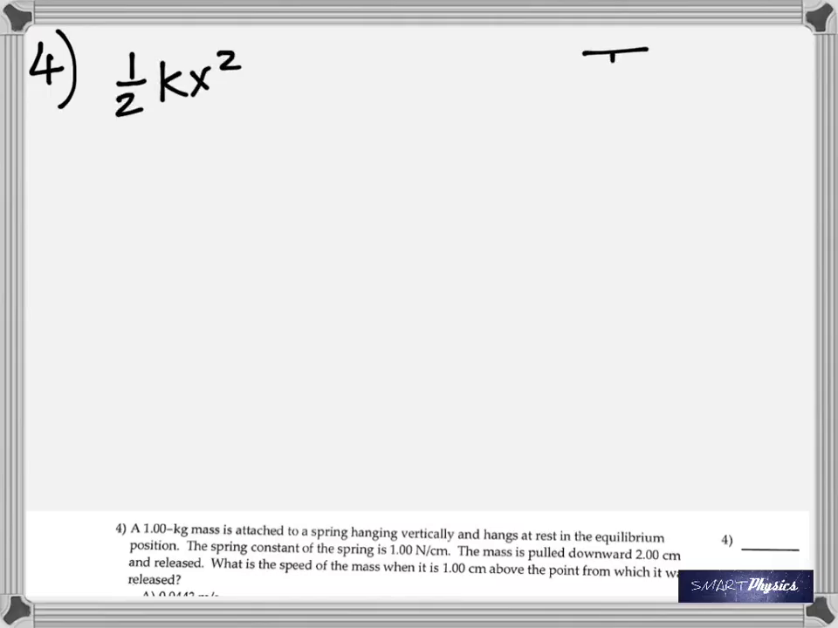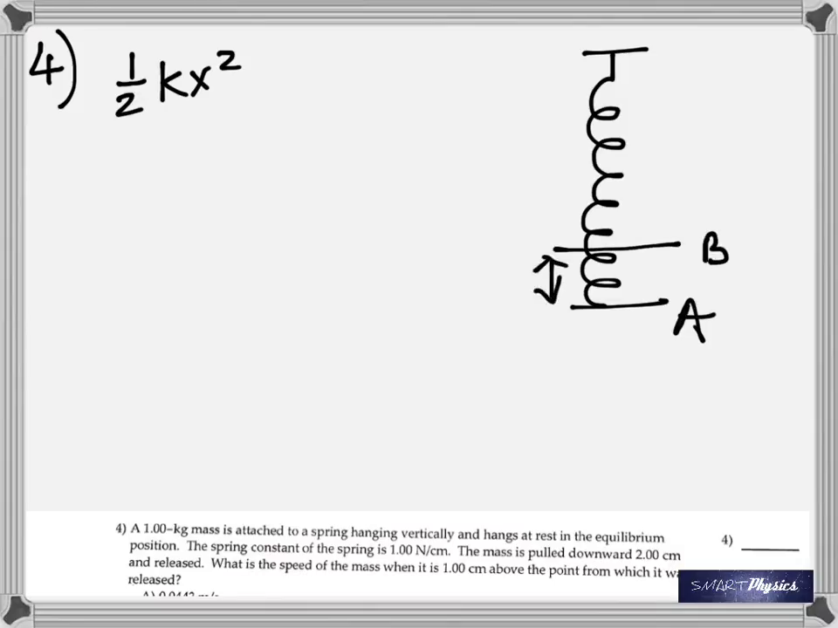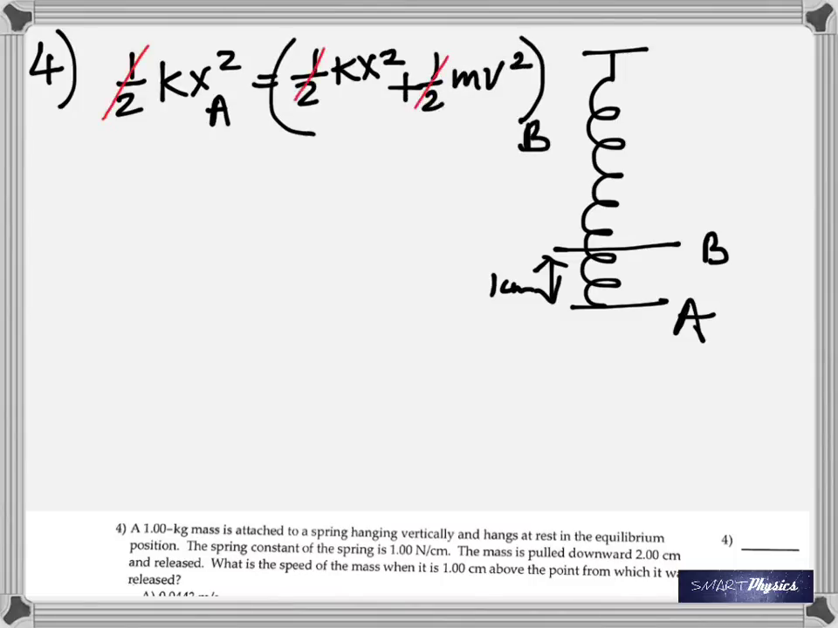So the initial potential energy is 1/2 kx squared. A and B are the 2 points. You stretched it down to A, then let it go. You're asked to find the speed when it reaches B. So that is 1 centimeter. So 1/2 kx squared at A is equal to 1/2 kx squared at B plus 1/2 mv squared at B.